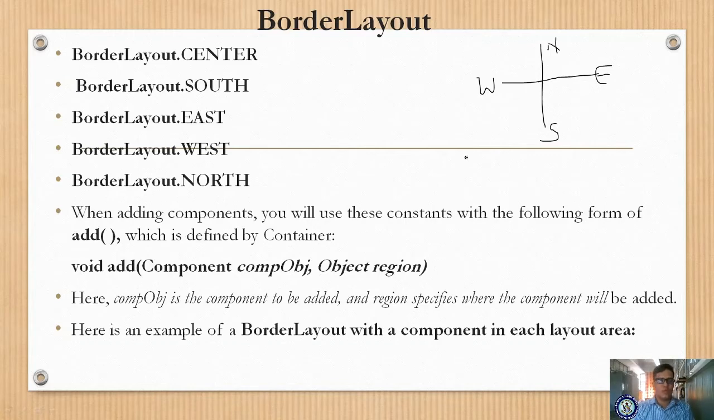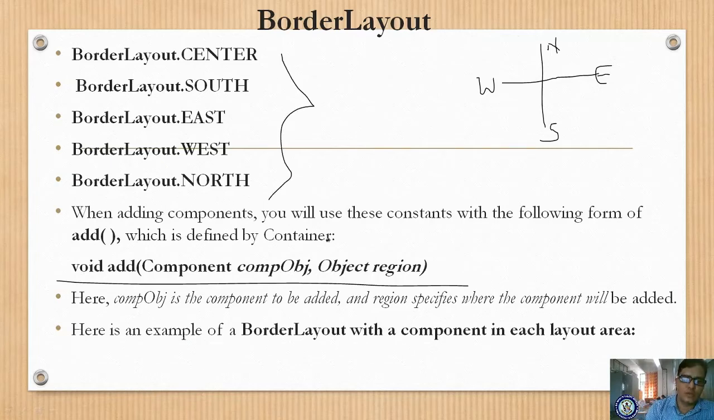Okay, when adding a component you will use this constant in the following form. If you want to add these components, these values, we are supposed to use the add method, which we have to implement. The syntax here is void add(Component object, Object region). Here we have to add the component object as well as the object region. You have to specify the region as one of these values. Here it already suggests the same thing.